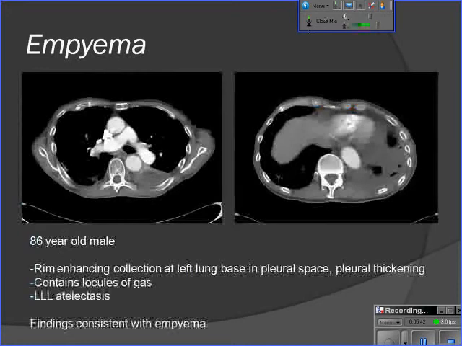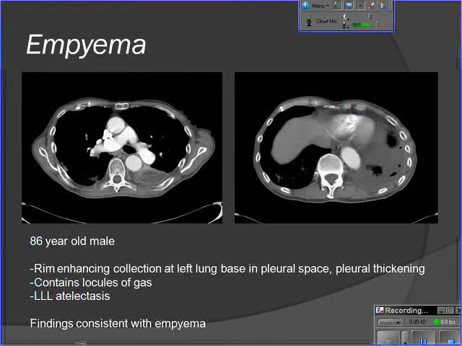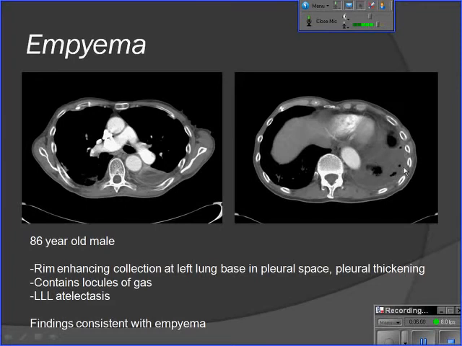This is an example from our institution of an 86-year-old male. You can see that there's a pleural collection here at the base. There's pleural thickening and enhancement, and then lower down you can also see that there are locules of air within the collection, and again some thickening. So this is compatible with an empyema.